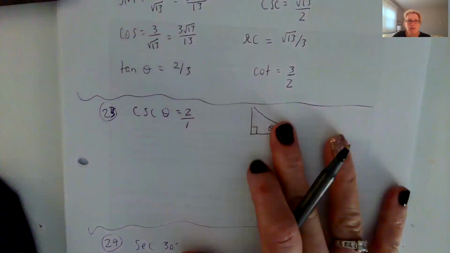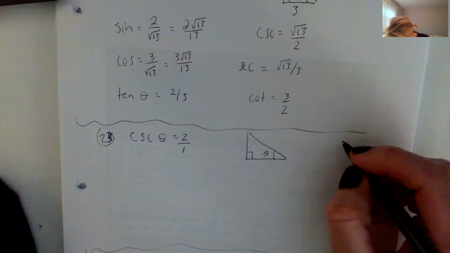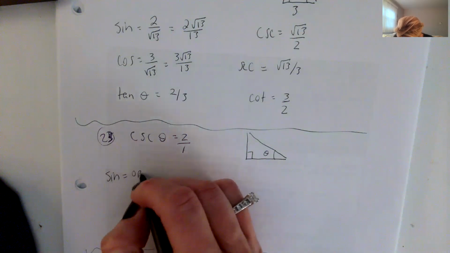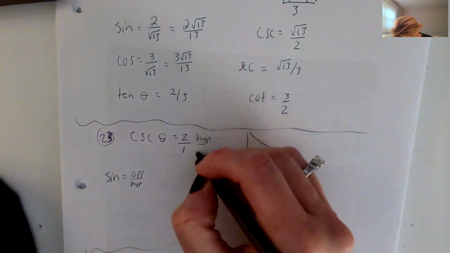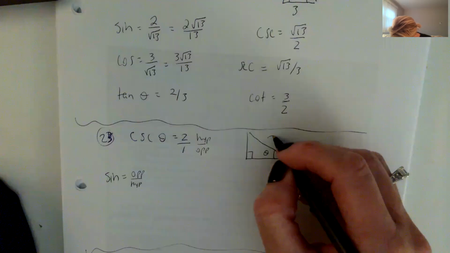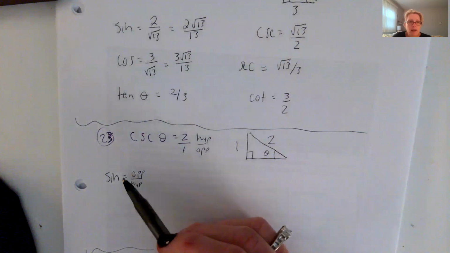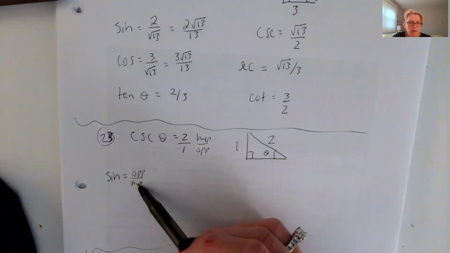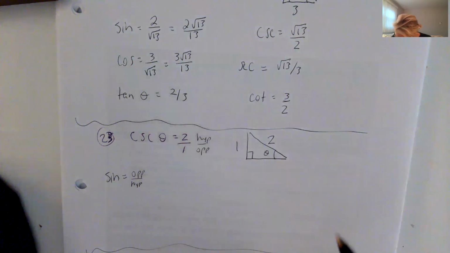Cosecant is the reciprocal of sine, right? And so let's remind ourselves sine, which we're going to have to find, is opposite over hypotenuse. That means that cosecant is hypotenuse over opposite. So the hypotenuse must be 2 and the opposite must be 1, because remember that sine and cosecant are reciprocals.